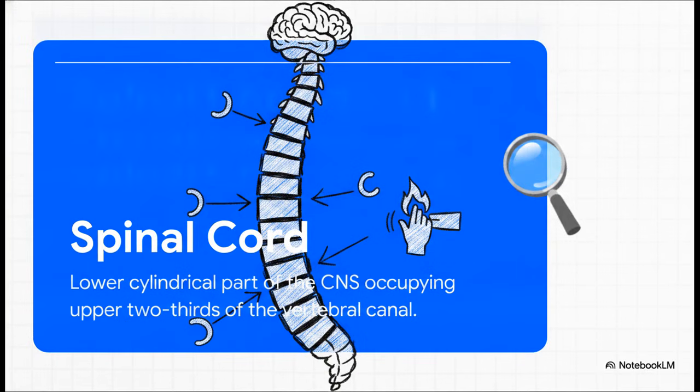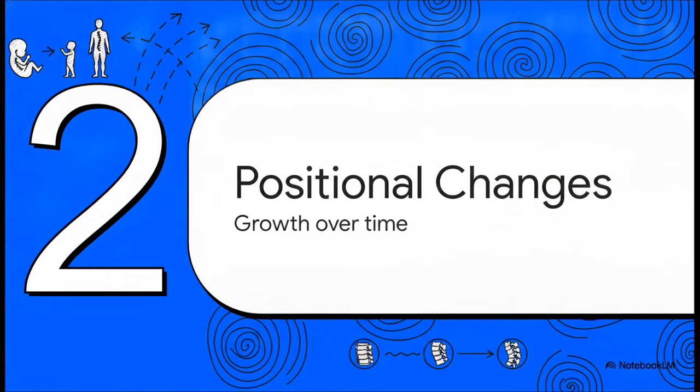Functionally, it is an absolute marvel. It acts as this vital two-way transmission line between your brain and body, and it can even execute simple reflexes entirely on its own without even waiting for the brain's permission. Pretty wild, right? Moving on to Section 2, Growth and Positional Changes.